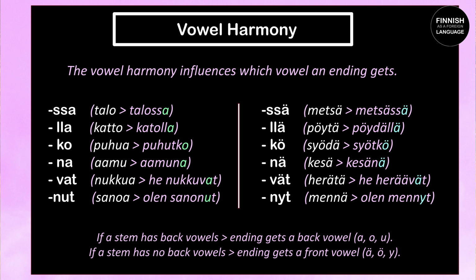And the other example is mennä, which means to go. Also here we want to form the first person singular perfect tense, and we get olen mennyt. Here we need the nyt ending.